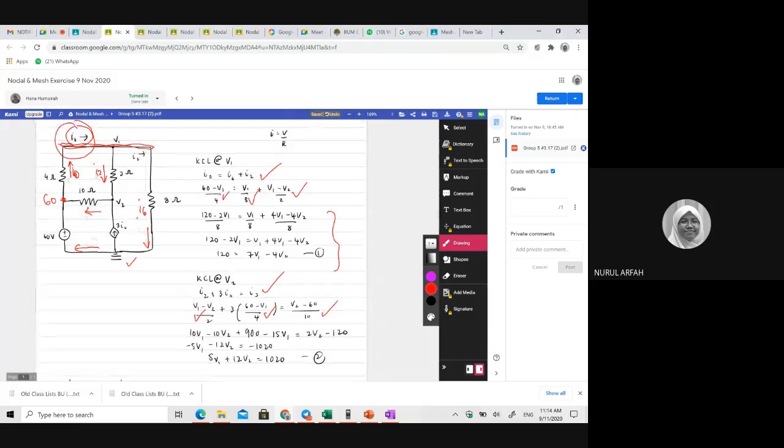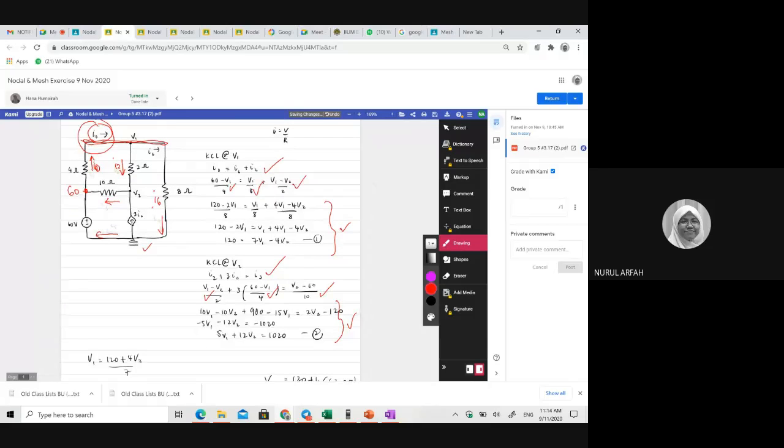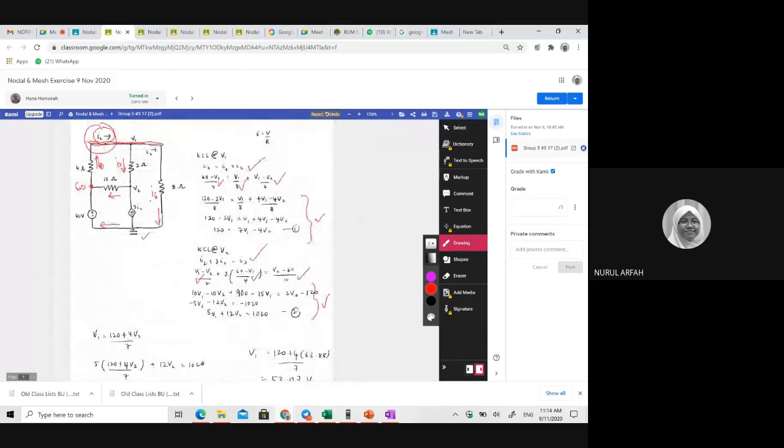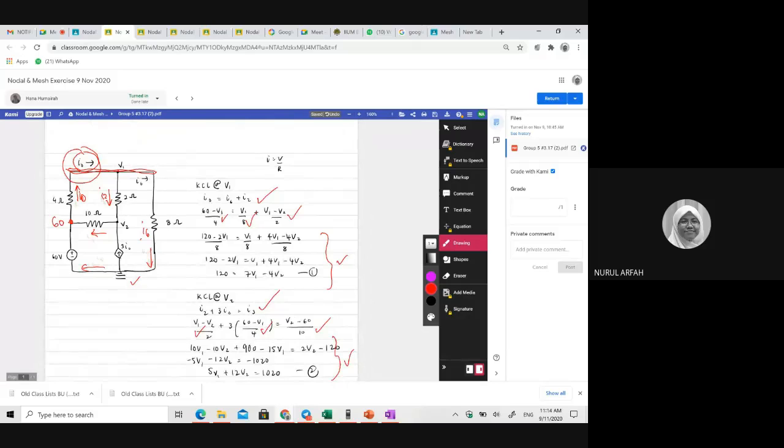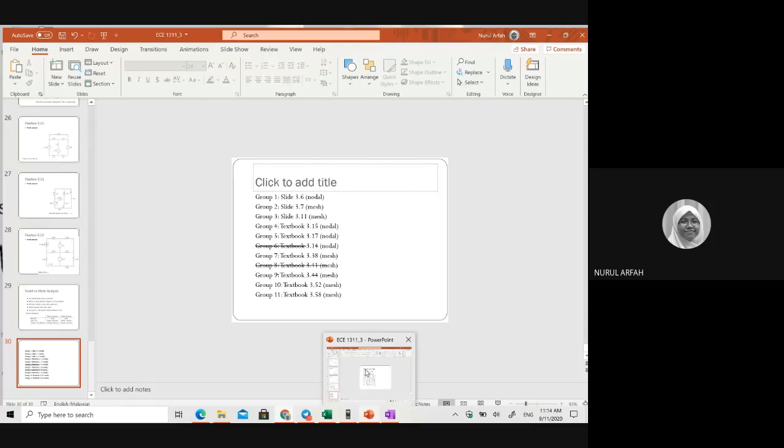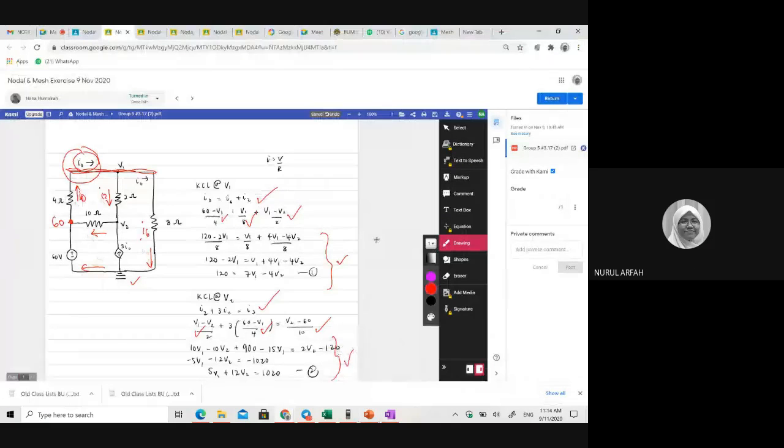Anyone here confused? This group has this one, I hope this is correct. These two, I haven't checked. Anyone here have a question? 3.17. Let me check your answer. No, madam. No, insyaAllah. 3.17. The answer is 3.17.